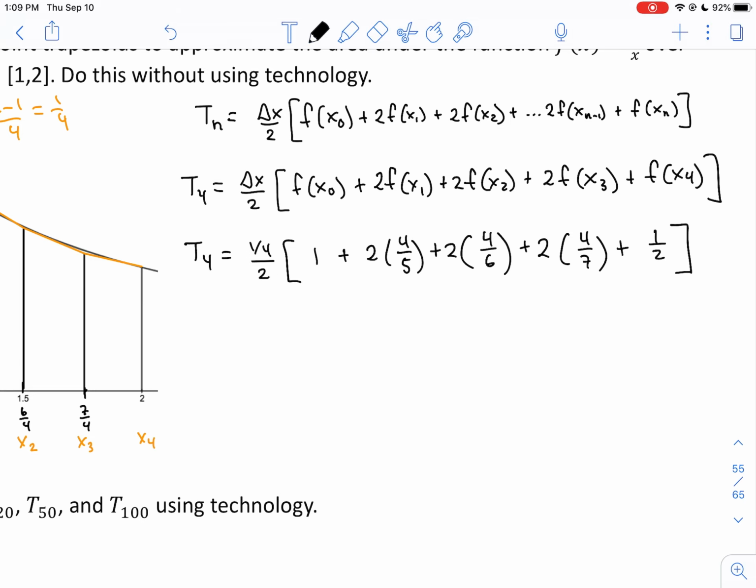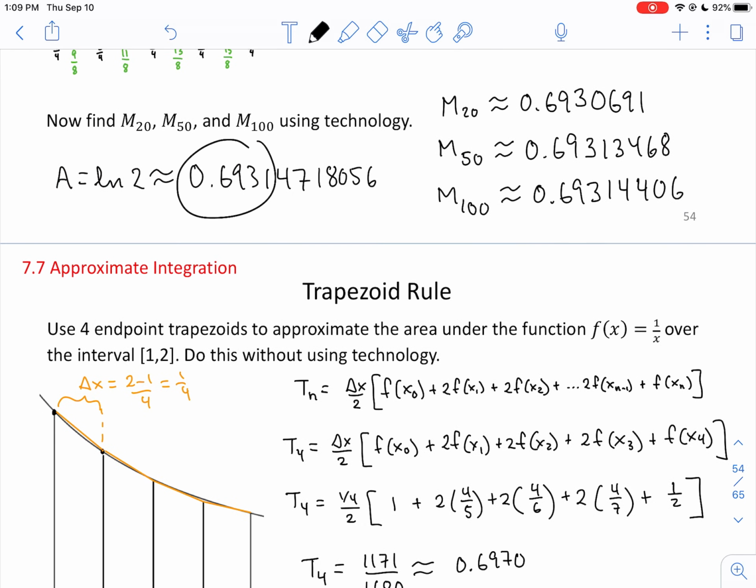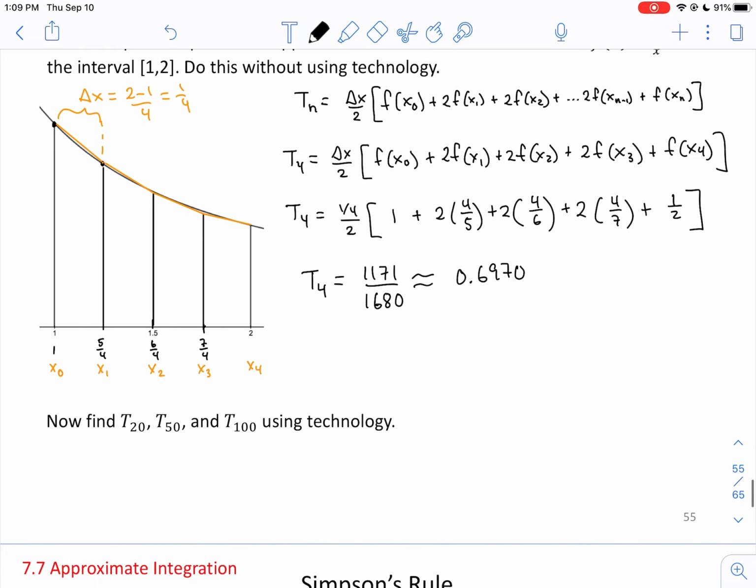I'm going to reach for a calculator here because getting a common denominator is not going to be pleasant. Again, we wind up getting 1,171 all over 1,680, which winds up being approximately 0.6970. Notice that's more, right? The exact area was natural log 2, about 0.693. And that should make sense because the trapezoids were higher. Now we're going to do technology to get the other ones here.